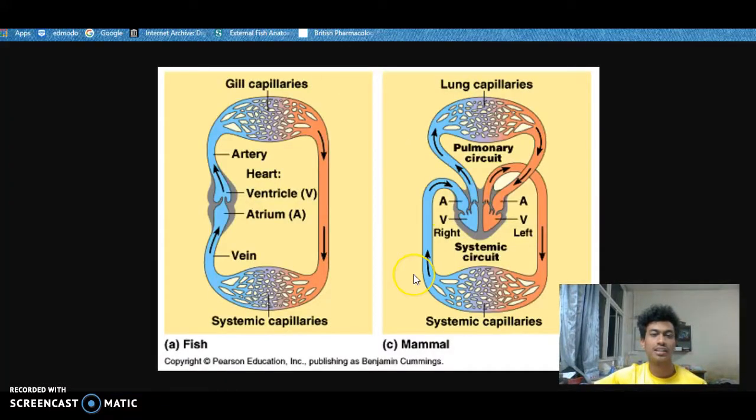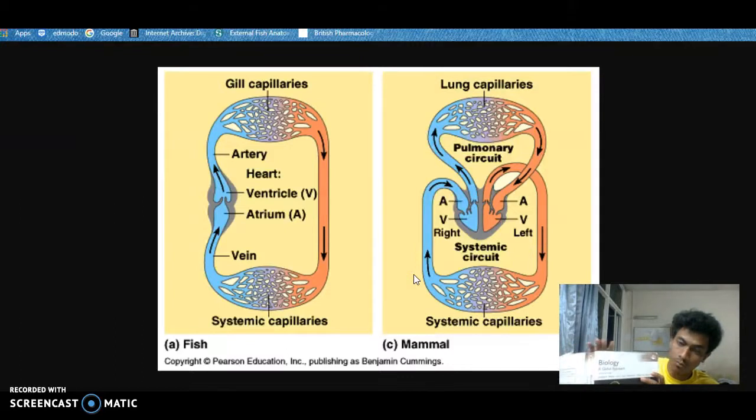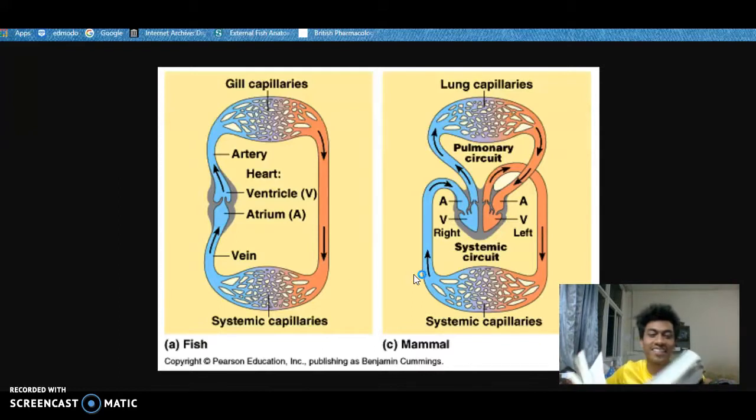So, let us compare the fish respiratory system with the mammal respiratory system. So, based on these books, what books? Campbell books, 10th edition.